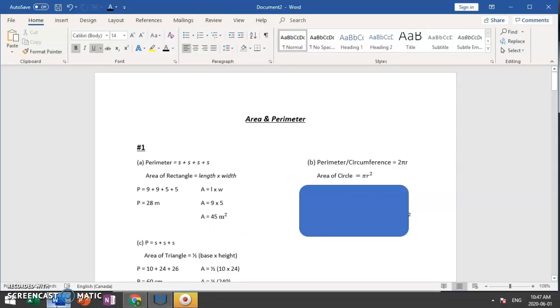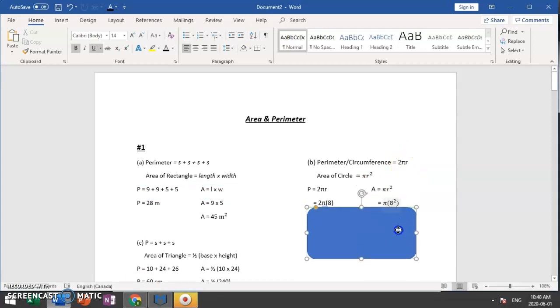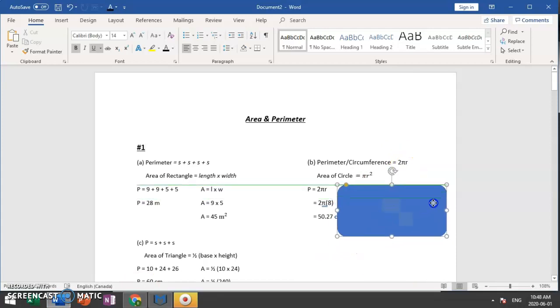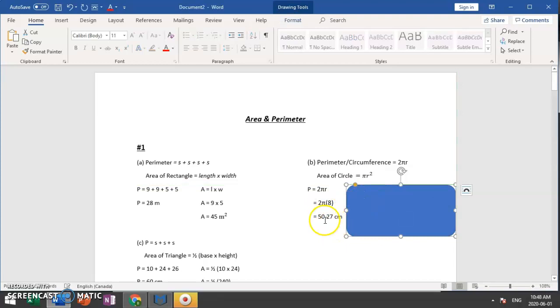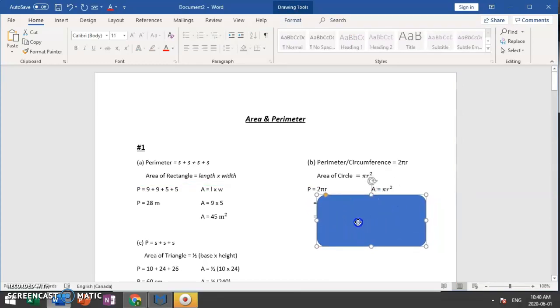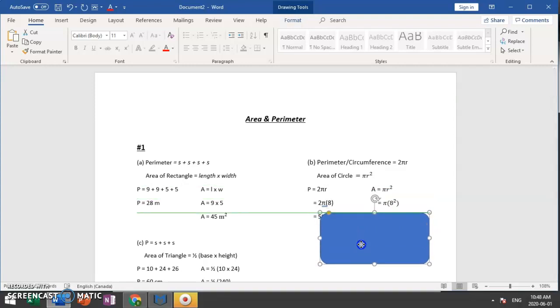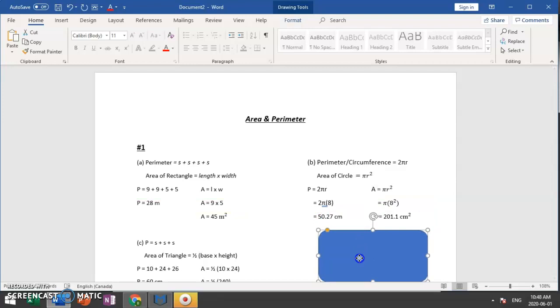So an 8 centimeter radius. All I'm going to do is put that into my equation of 2 pi r. So circumference equals 2 pi r, or 2 pi times 8, because our radius is 8. And if you do that math in your calculator, 50.27 centimeters. Area, that's pi r squared. So we're going to square 8. 8 times 8, that's 64. 64 times pi is 201.1 centimeters squared.